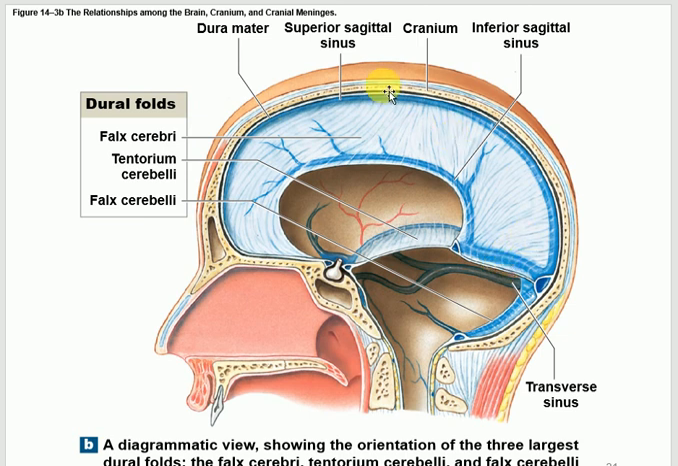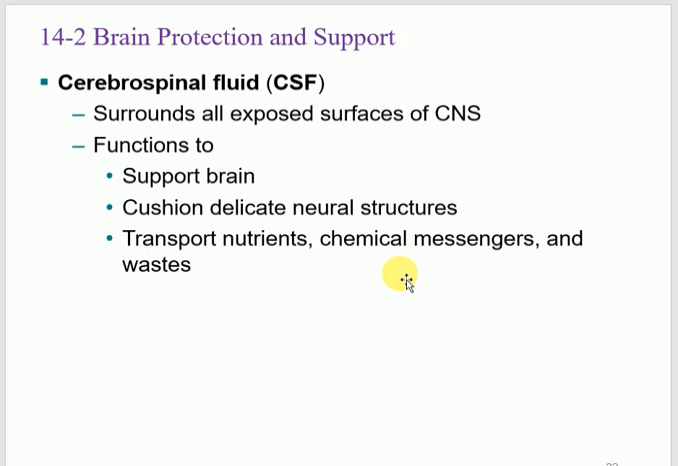So superior sagittal sinus, inferior sagittal sinus, straight sinus, transverse sinus, and this one down here, it's not labeled, but it looks like sigma, so we call it sigmoid sinus. Here is the cerebrospinal fluid I was talking about. Where do we make the CSF, cerebrospinal fluid?